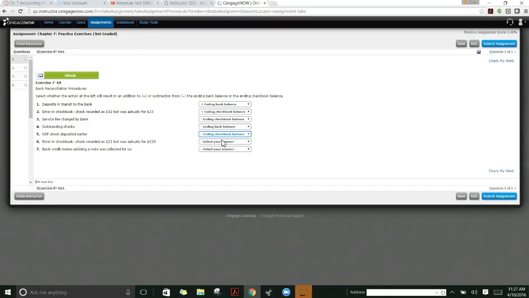If you have an error in the checkbook, obviously something needs to be done to the checkbook. In this case, you recorded a check as $22, but it was actually $222. So in this case, you're going to need to deduct from your ending checkbook balance. And a bank credit memo advising a note was collected for us, so that means an accounts receivable was collected, so you're adding to your account. It's already on the bank balance, but you need to add it to your checkbook balance and then check your work.